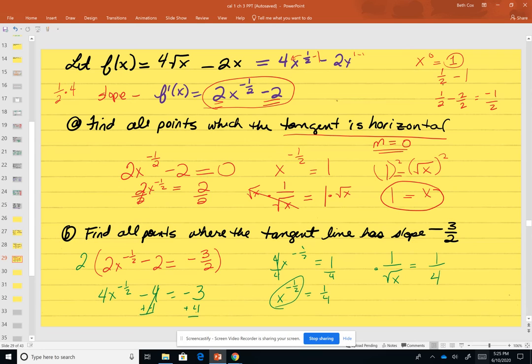So we'll multiply both sides by the square root of x, and I get the square root of x over 4. Multiply both sides by 4. I get the square root of x is 4. Okay, square both sides and I get 16. All right, now, is that right?